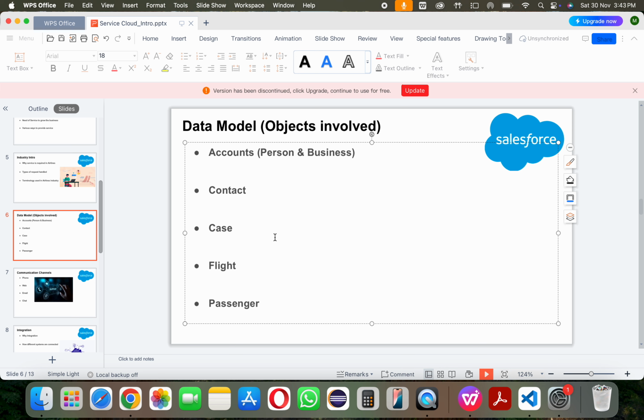Similarly, we have booking information, like you want to book a flight ticket for four passengers. So booking will be in between flight and passengers, and booking will have booking details like booking date, the amount, everything. So like this, there are a few more objects under this data model, which we'll look at in further classes.